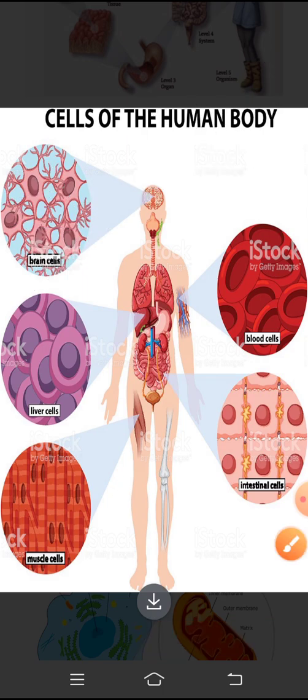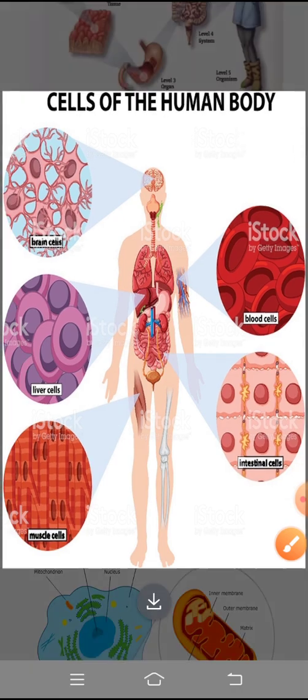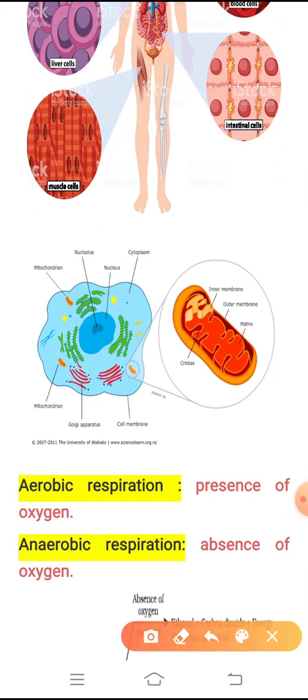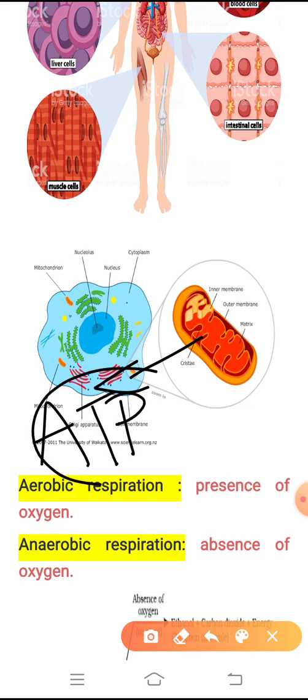Now the question is, what is the energy which is released here called? As I told you, the mitochondria releases energy, right? This energy is called ATP. What is ATP? ATP is adenosine triphosphate, right? The energy released under this process will be in the form of ATP molecules.